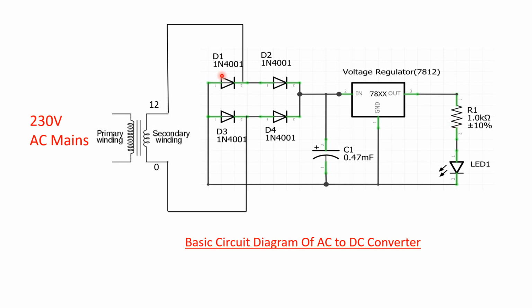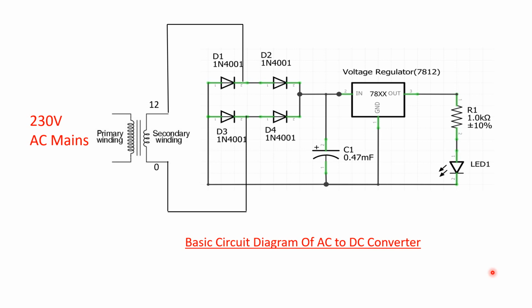Now we can see the details of the elements which are used here. The diode used here is 1N4001. This is the model number of the diode. The capacitor is a normal electrolytic capacitor, of 470 microfarad or 0.47 millifarad, having a voltage rating of 25 volts. The voltage regulator is 7812, where 78 is the series and 12 is the output voltage. The resistance value is 1 kilo ohm, having a tolerance of plus minus 10%, and the LED is a normal LED of any color you can choose.